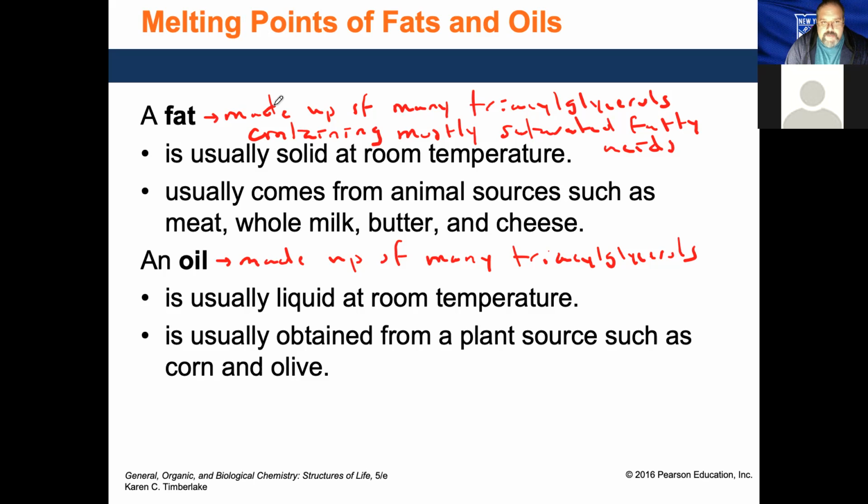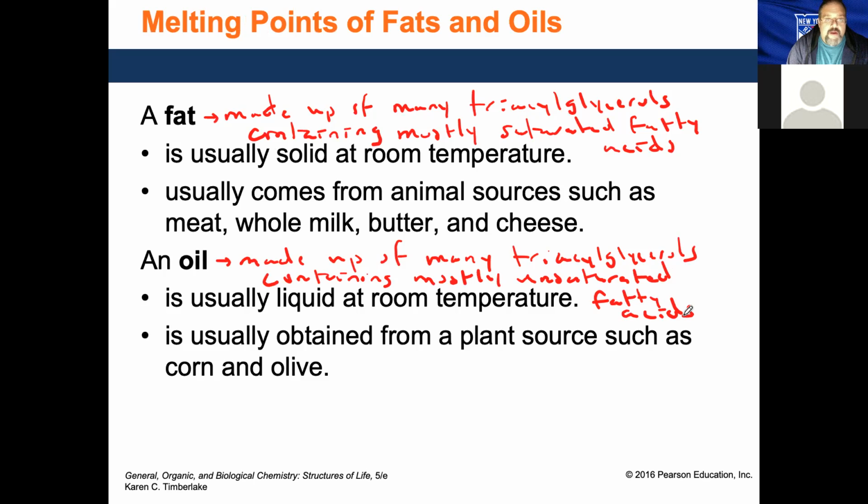Well, as you might expect, an oil is made up of many triacylglycerols containing mostly unsaturated fatty acids. And again, that probably makes a little bit of sense because if you think about an oil and the description here of usually being a liquid at room temperature, then we know that unsaturated fatty acids, based on our discussion earlier, are usually liquids at room temperature.